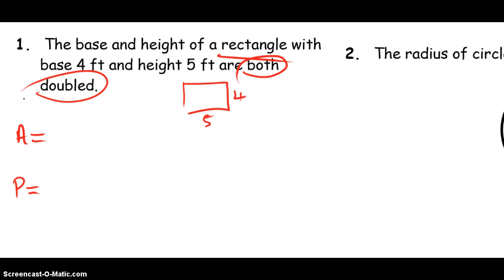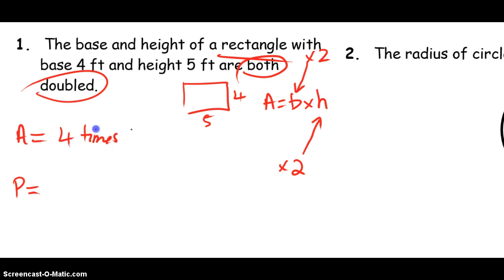Well, if we're talking about area, isn't area of a rectangle equal to base times height? And now let's look at what they've given us. Well, they've said that both the base and the height are doubled. So we take this part and we times by 2, don't we? And we take this part and we also times by 2. Well, if we do times 2 times 2, doesn't that mean the area is going to be 4 times bigger?